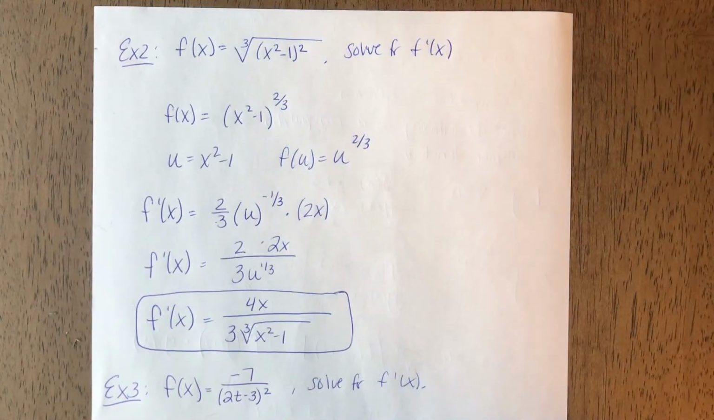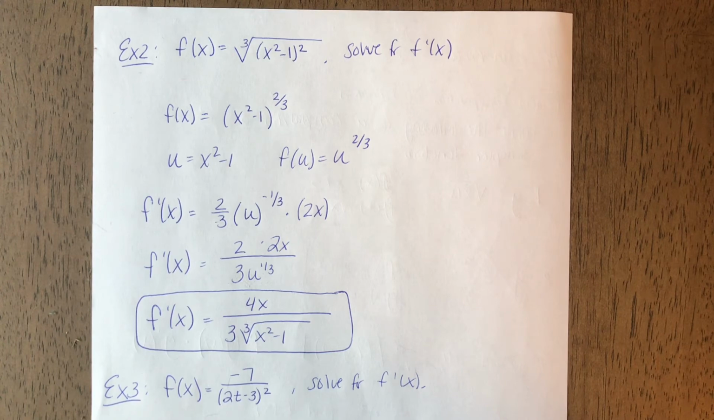For example 2, we first want to change the radical to an exponential function. So we have f of x is equal to x squared minus 1 to the power of 2/3. Our inside function, u, is going to be x squared minus 1. So our entire function is u to the power of 2/3. So we're first going to take the derivative of our f of u function. So it's 2/3 u to the negative 1/3 times the derivative of u, which is 2x.